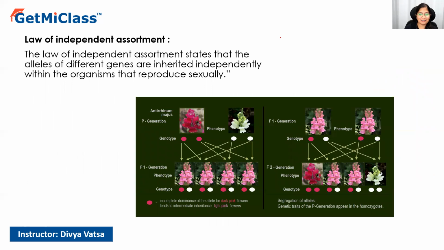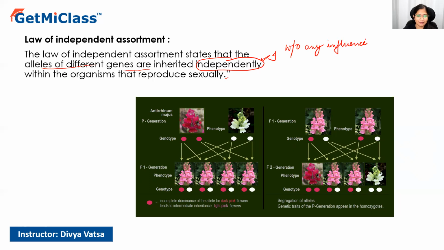The law of independent assortment states that the alleles of different genes are inherited independently in an organism that reproduces sexually. So it is independent assortment. All the genes, all the alleles, all the chromosomes will move independently, without any pressure or influence from anyone.